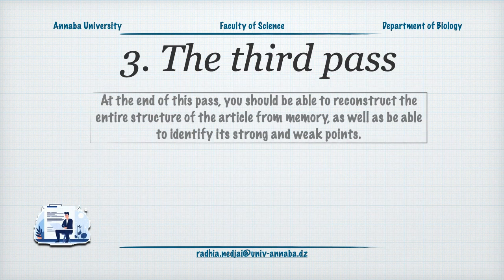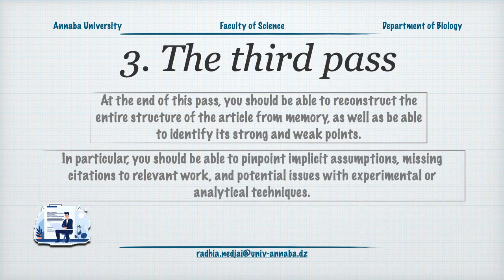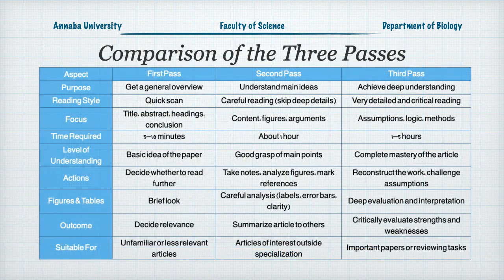By the end of this process, you should be able to reconstruct the entire structure of the scientific article from memory, as well as identify its strong and weak points. Furthermore, you should be able to detect any implicit assumptions, missing references, or methodological issues. And this table presents a clear comparison of the three passes.